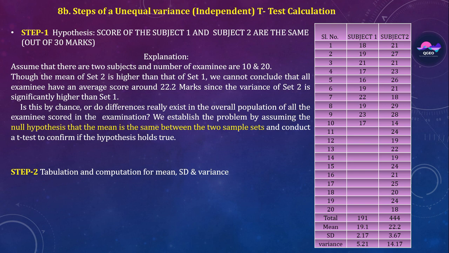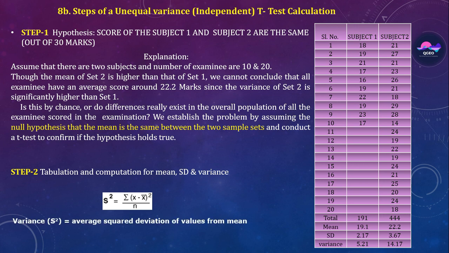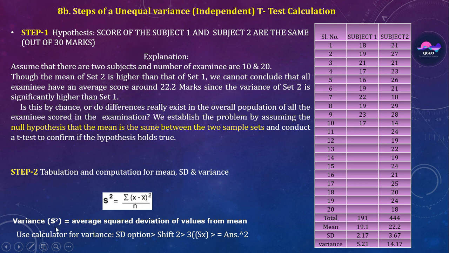Step 2: tabulation and computation of mean, SD and variance. You can easily calculate the mean and SD using your scientific calculator, or if you calculate manually, you can use this formula: summation of x minus x bar whole squared divided by n. Variance is most important. Variance is the average square deviation of values from the mean.